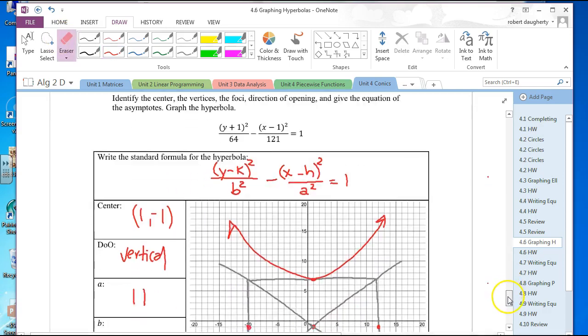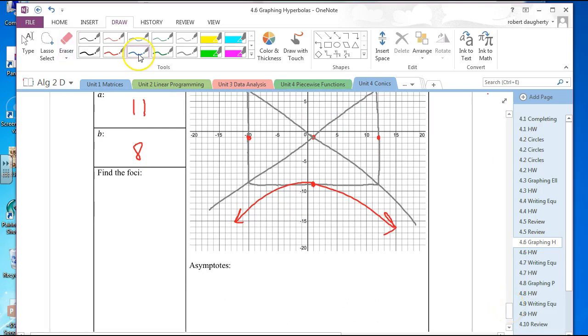So what's the thing that's left to find? The foci. Okay, so C squared is equal to what? What if this were an ellipse? What's C squared? Absolute value of A squared minus B squared. Okay, so here C squared is 121 plus 64. So C squared equals 185, and that is 5 times 37, so that's all I'm going to be able to do with that. C is the square root of 185.